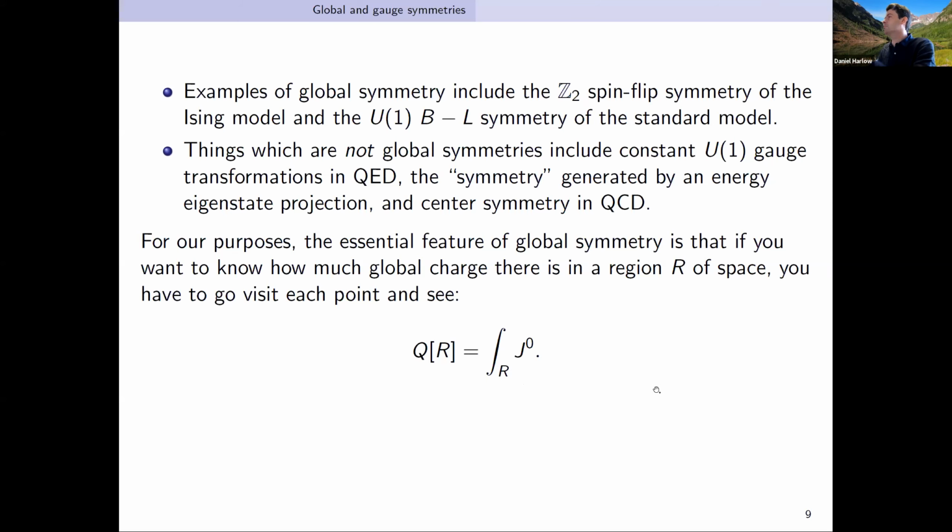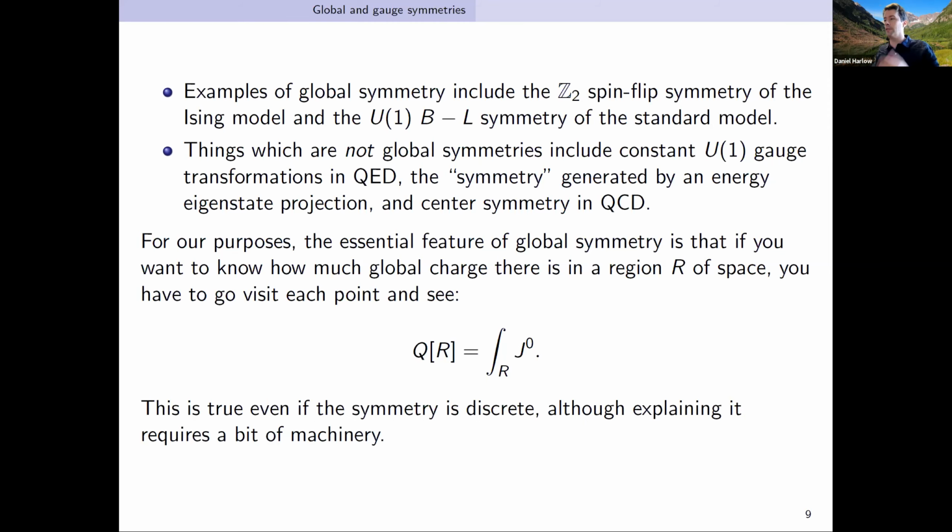So for example, in the Ising model, if we want to know the net magnetization of a region, then what we should do is just visit all the spins in the region and see whether they're up or down, and then add up all the spins. The Ising example shows that this idea is true also for discrete symmetry, although you don't quite get to say that the charge is the integral of something.